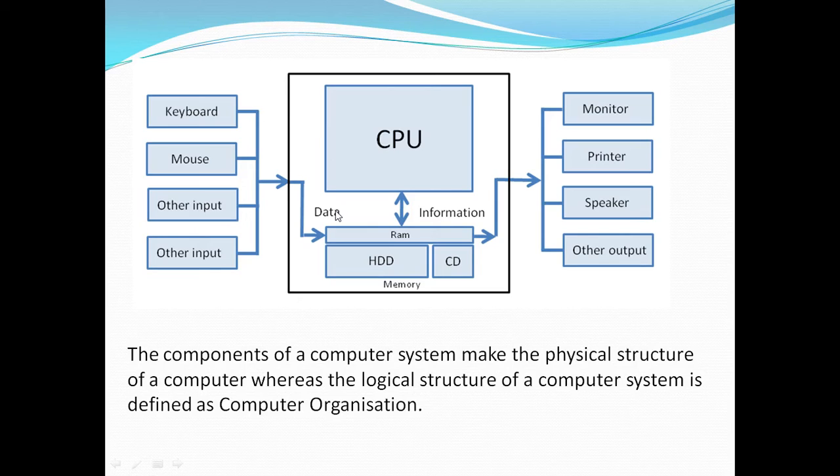Everyone knows that every single machine follows the IPO cycle, which is input, process and output. So here also input is coming to the processor, it is getting processed, then it is going to output devices. So it is also following the IPO cycle. Now see, these are the components of the system and they make the physical structure of the system. But these components should be connected logically to each other, and that logical structure is called the computer organization.